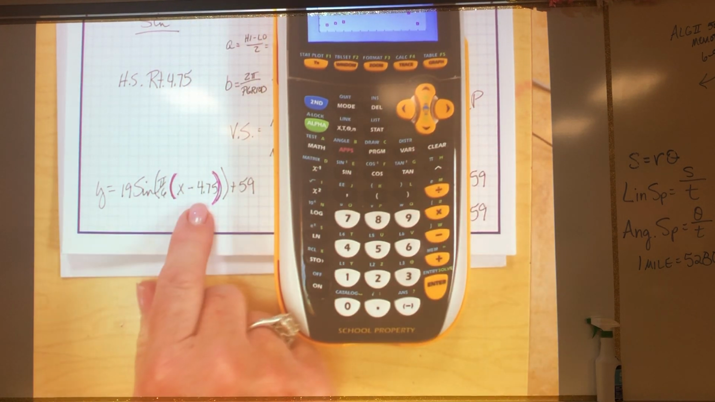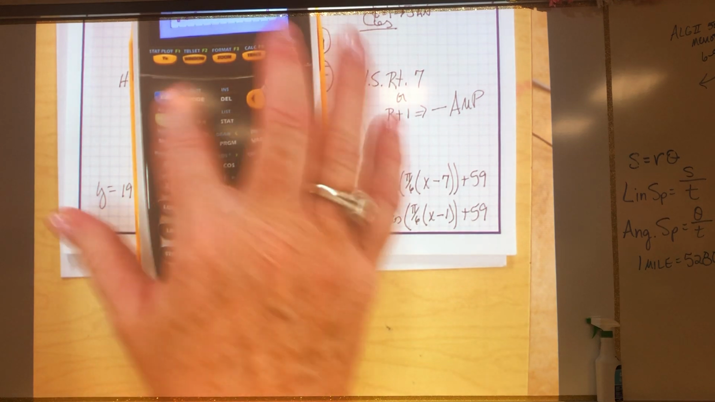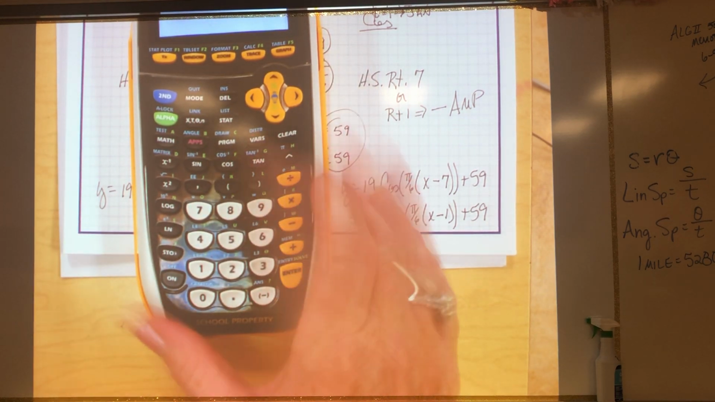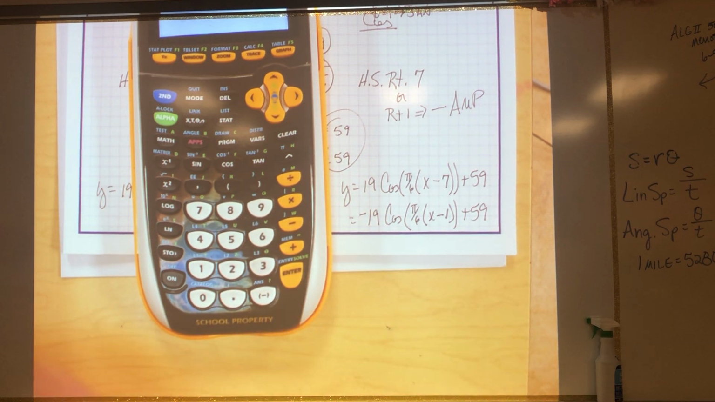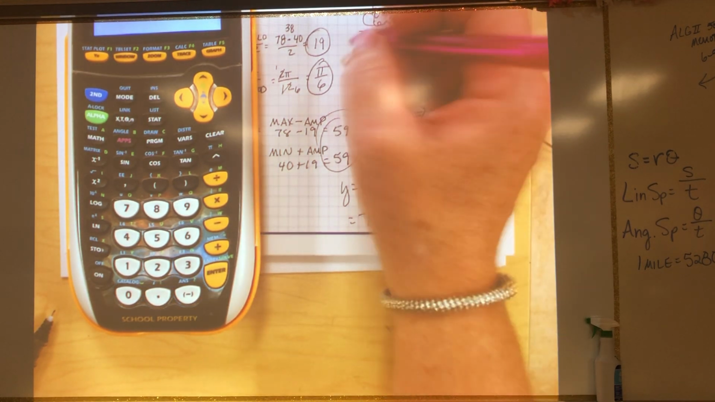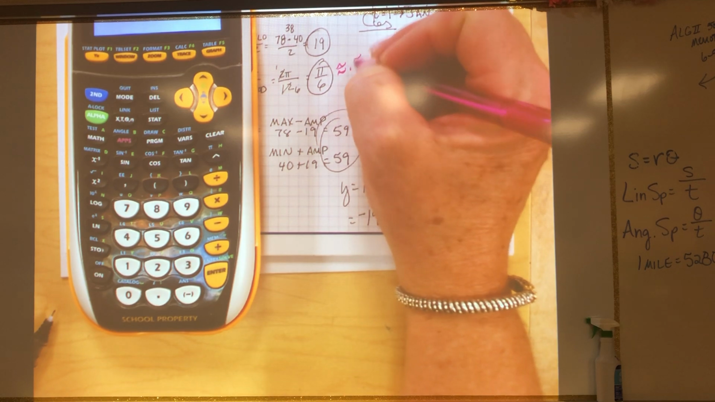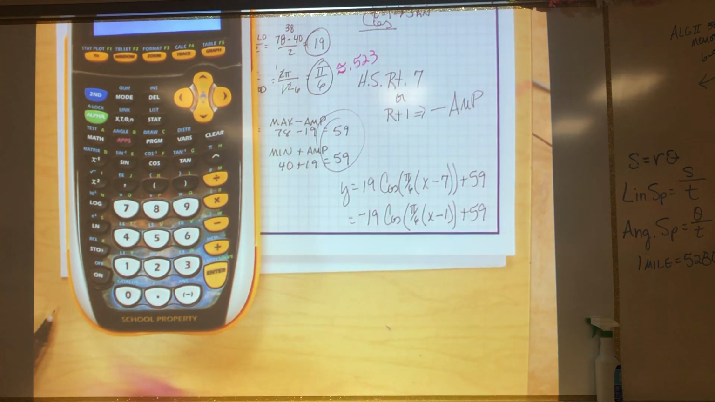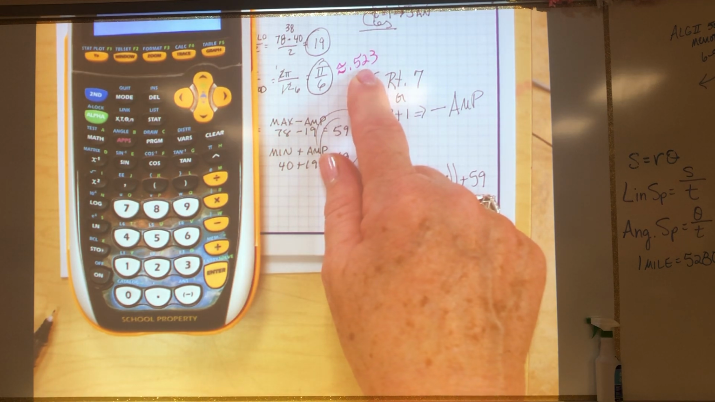So we don't want to try to manipulate pi over 6, so we're going to turn it into a decimal. So I'm going to go on my calculator and say pi divided by 6, and it's 0.5235, or 0.524, or whatever you wanna call it. But this right here is approximately 0.523. Okay, so that's what I'm putting in for my B, 0.523.